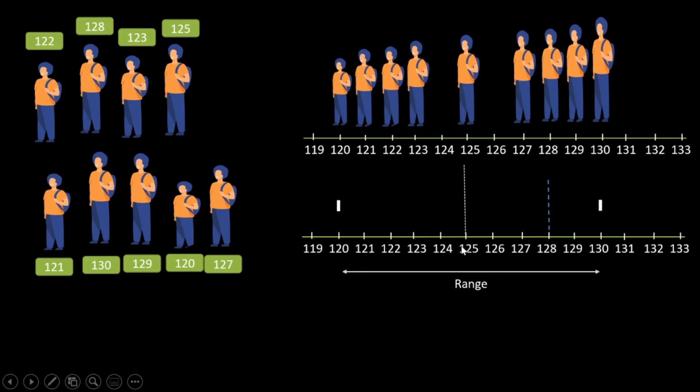The same thing we are going to do on the left hand side. We know that the least height is 120 and the middle one is 125. The median will lie at 122. So let's create another line at 122.